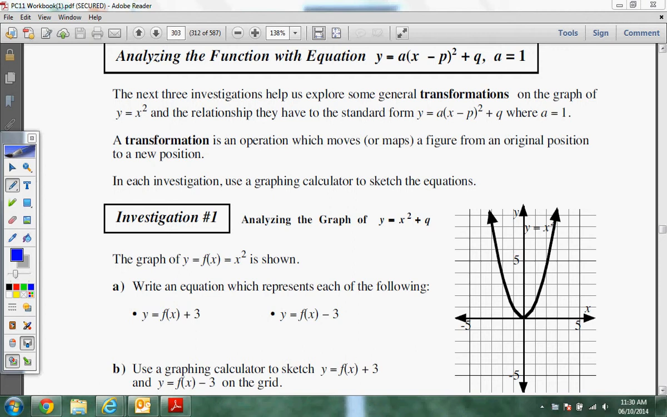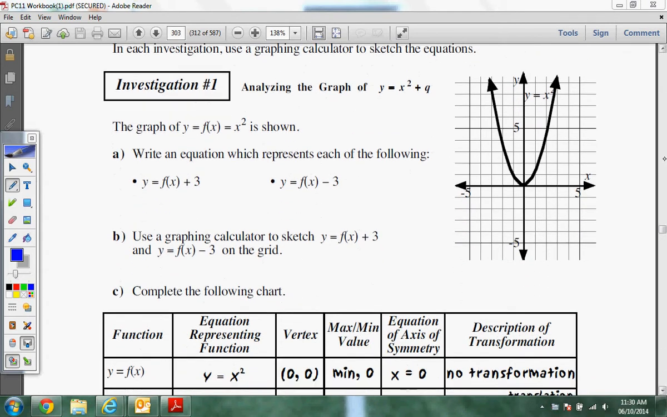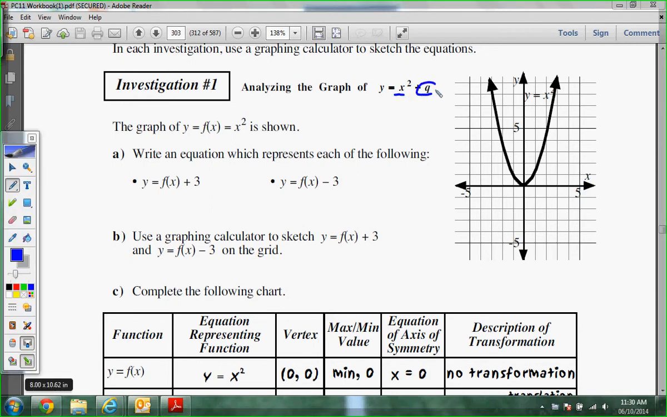When we're going through here, we're going to take the original x squared graph, and then we're going to add a q to it. And don't be confused by this f of x, it's just function notation. It's just saying, if f of x is x squared, then y equals x squared plus 3. We're just taking this x squared and putting it where the f of x is. So don't let that get confusing for you. Same thing here, x squared minus 3. So that's the equation that represents the following. Use a graphing calculator to sketch them.